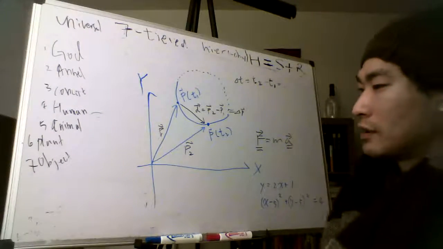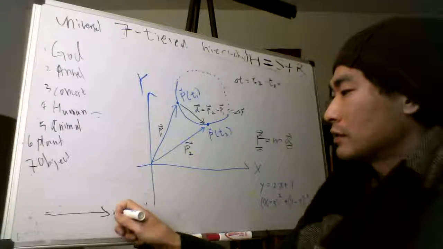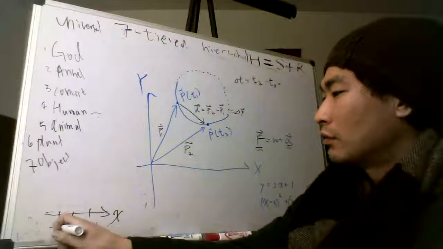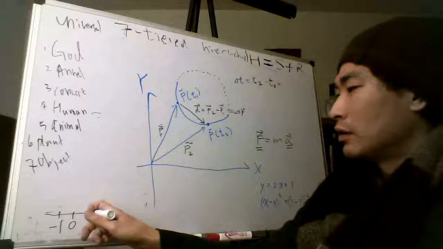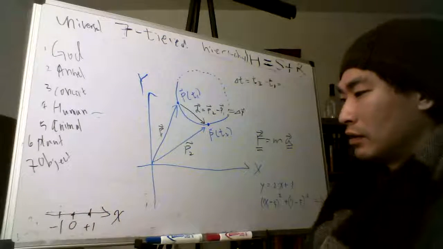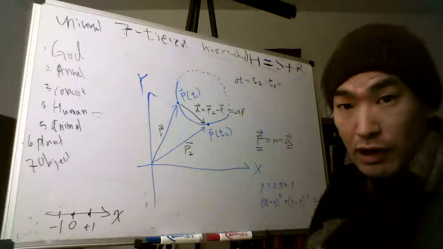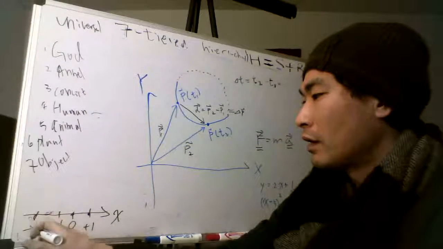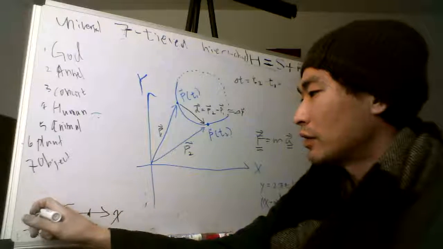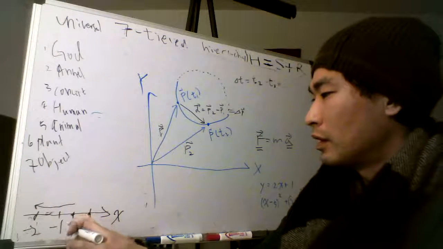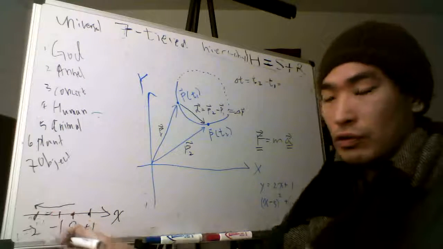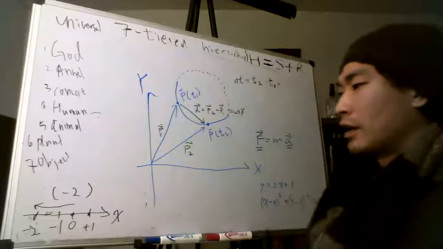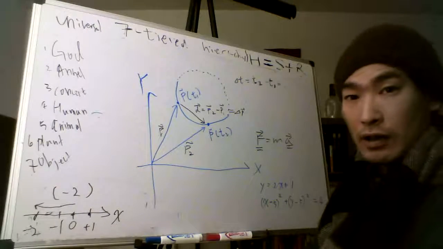Because you only have one axis. For a scalar, you have only the x-axis, right? You have 0, plus 1, minus 1, and so on. You can define a scalar as a position vector in one-dimensional space, okay? You have minus 2, right here. This is the position vector for minus 2. What's the coordinate? Minus 2. It's a one-dimensional vector. Scalar is a one-dimensional vector.